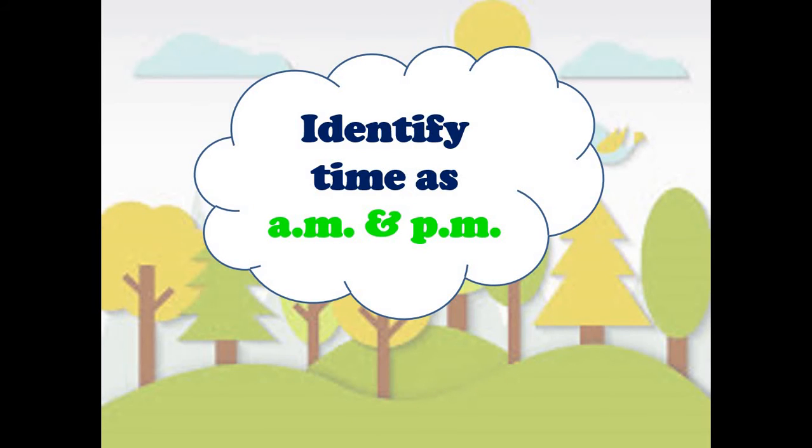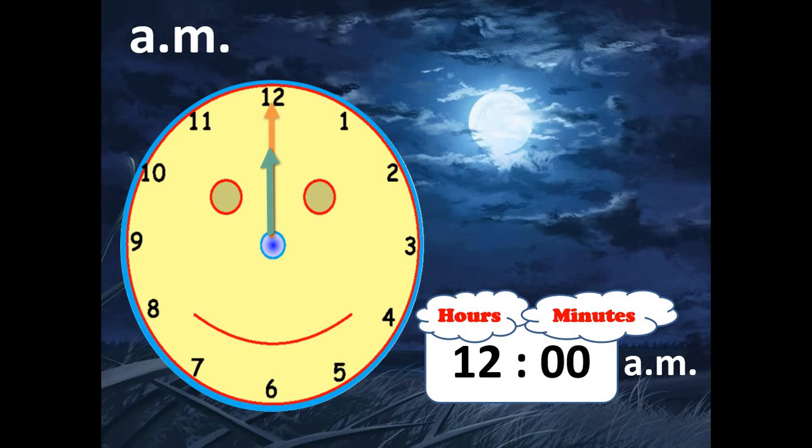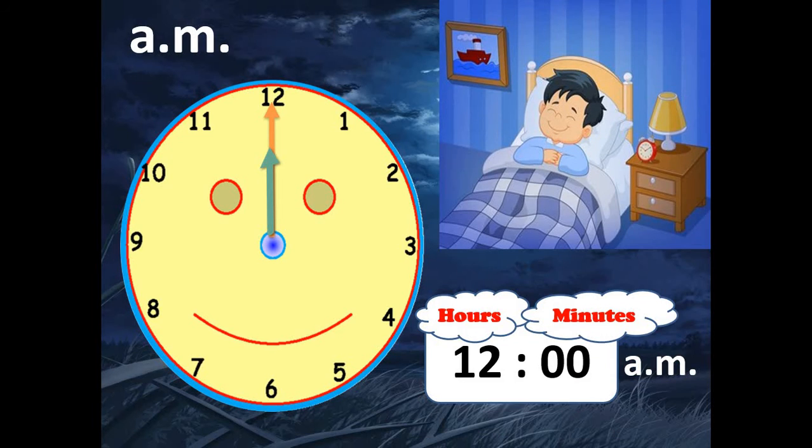Okay, now identify time as AM and PM. To understand the AM and PM, let's see how is your day. Let's go. If we begin at 12 o'clock at midnight, in the digital clock, it will be hours 12 and minutes 0. We say 12 a.m. At this time at midnight, you are sleeping now.